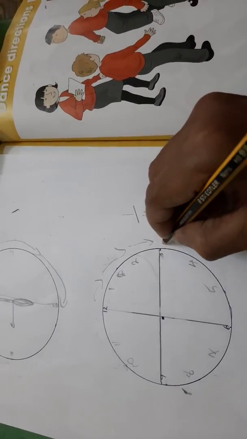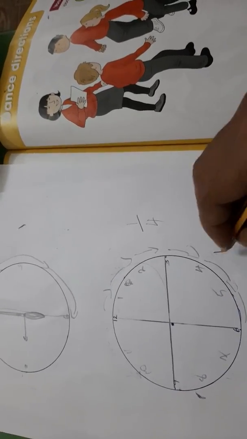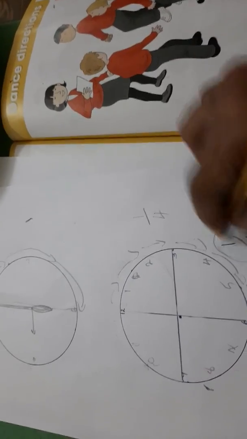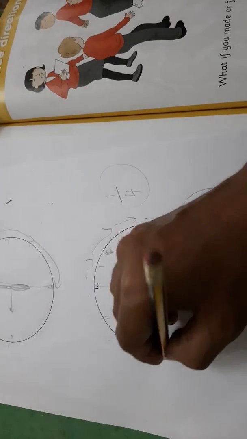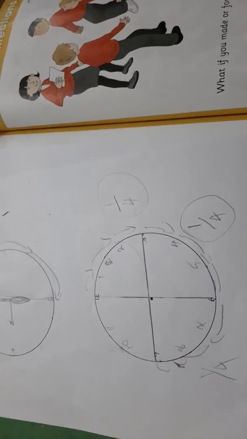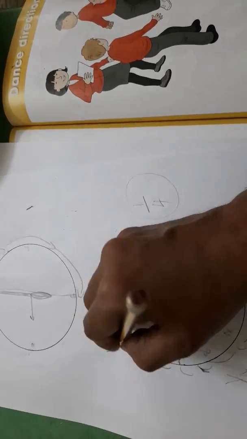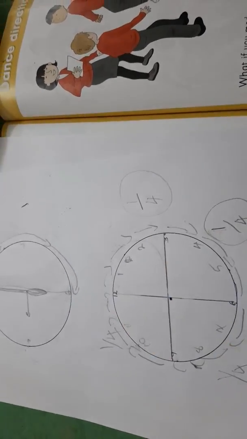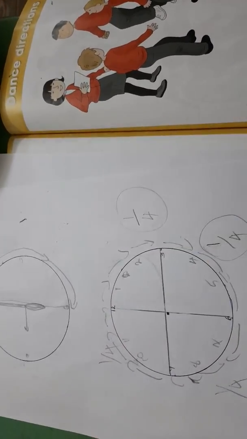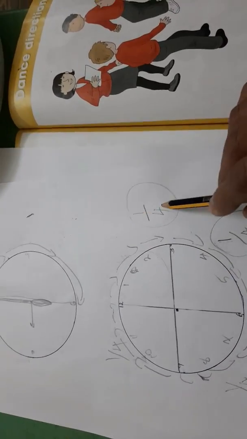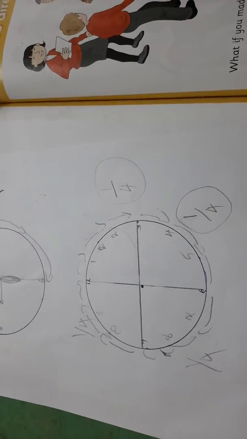This is another quarter part. Here also one by four, another quarter part. And here also another quarter part, one by four. This is like this, four quarter parts. Four quarter parts equal one whole picture. Understand? Quarter part, half part, understand? I think everyone understands.